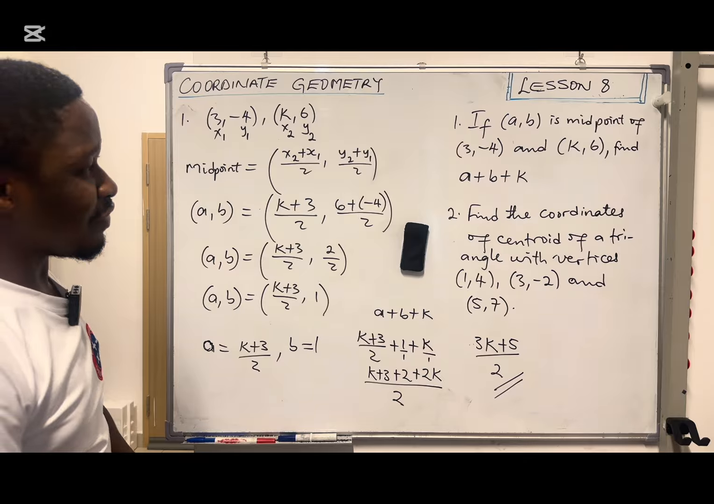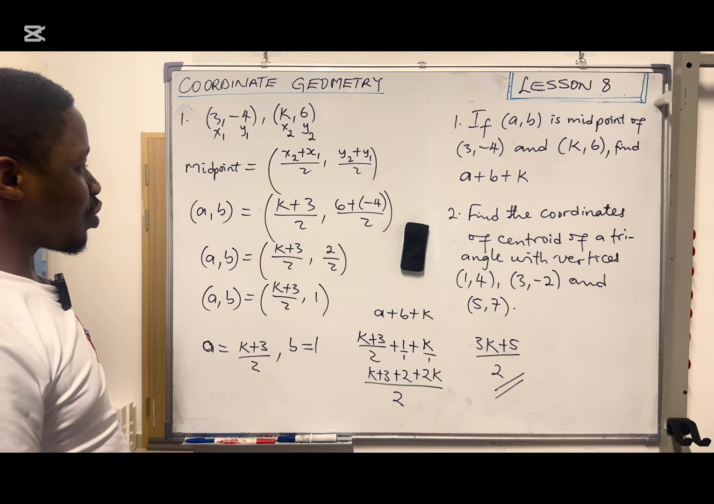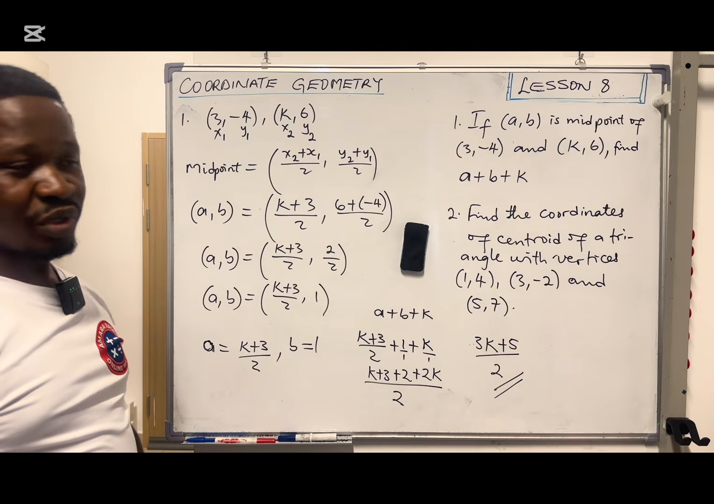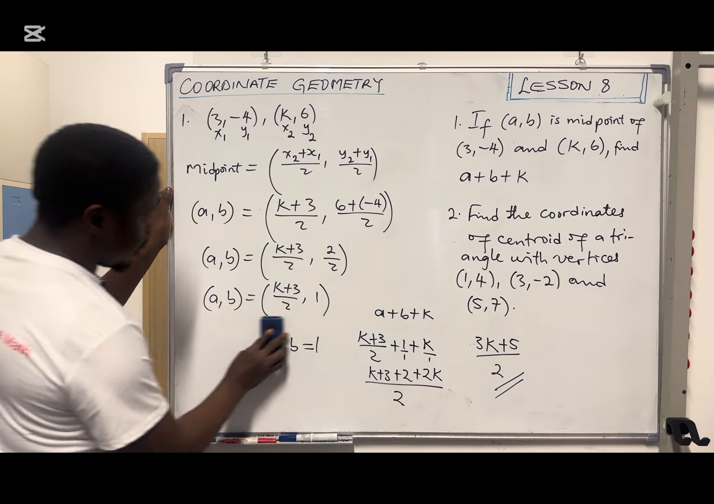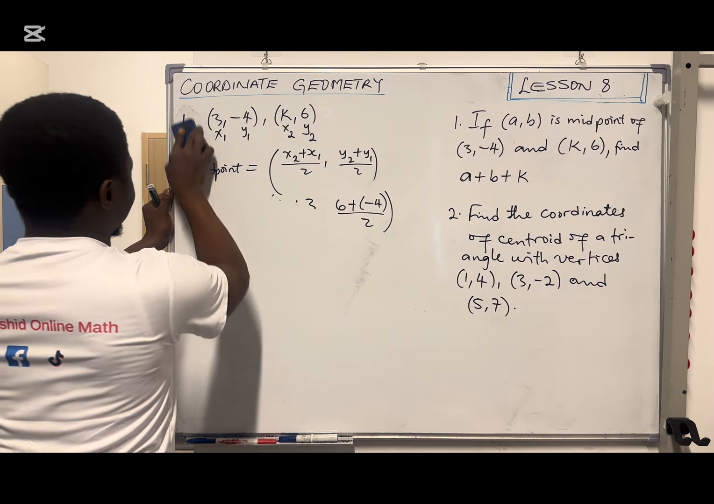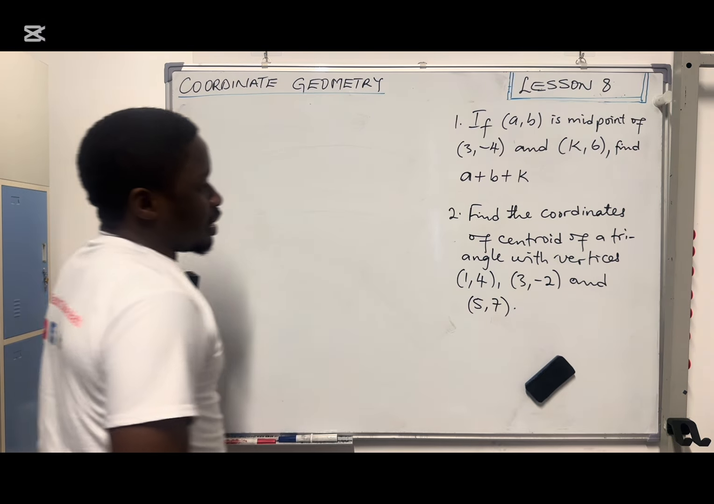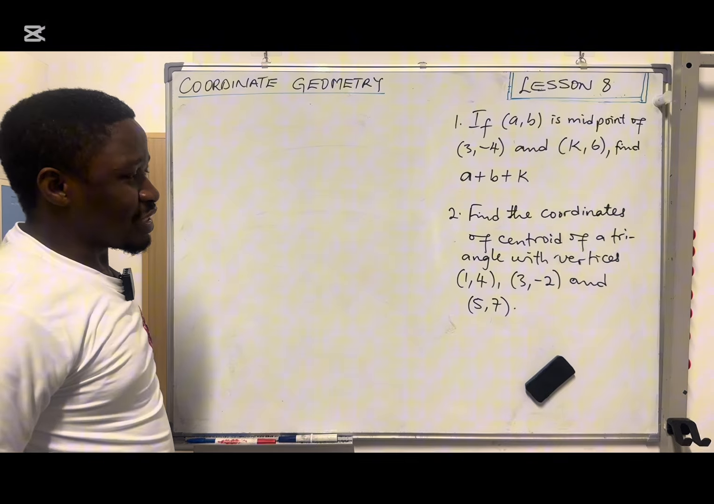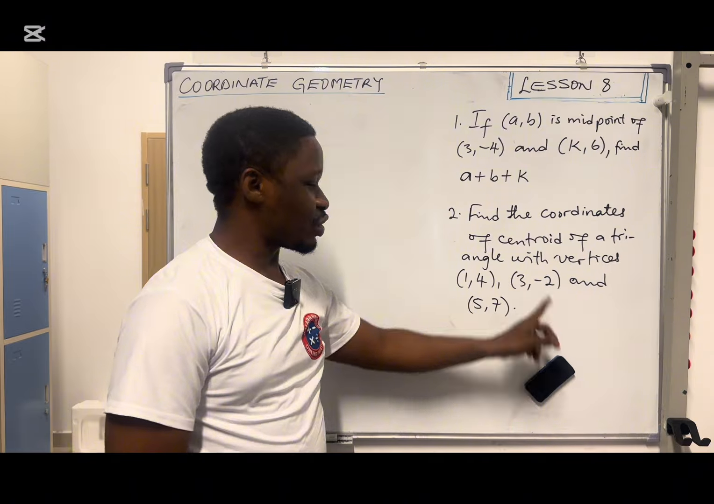So we are done with the first part of the question. Now we are going to the second part. If you want to copy, pause the video, then you copy. All right. Here I want to find the coordinate of centroid of a triangle with vertices 1, 2, 3.